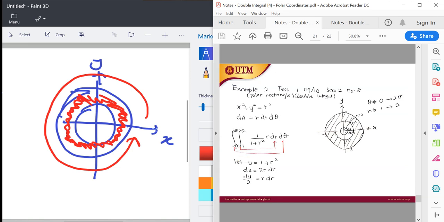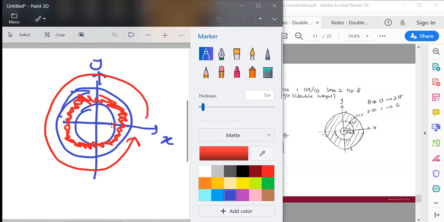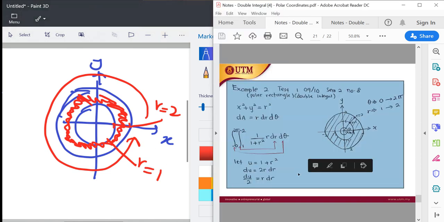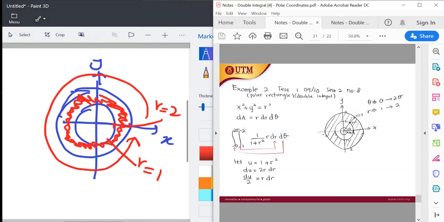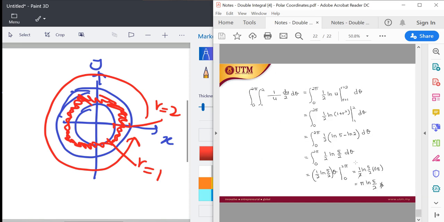So the first circle here is r equal to 1, and this one is r equal to 2. Since the shaded region that we consider is from here up to here, that's why we have 1 to 2. After that we can simply integrate and we will get the answer.